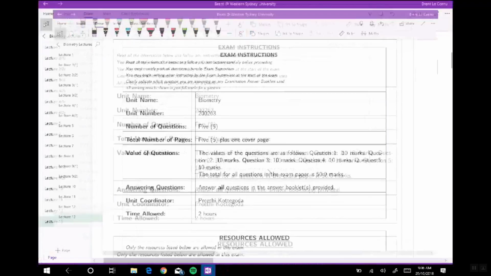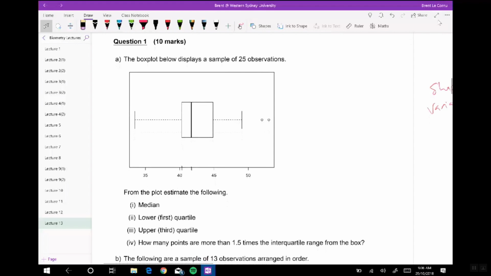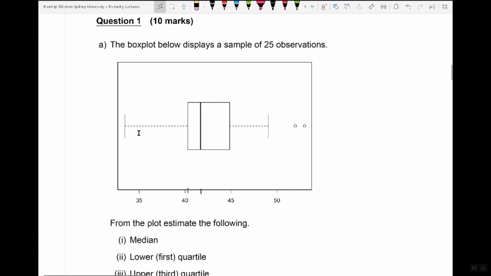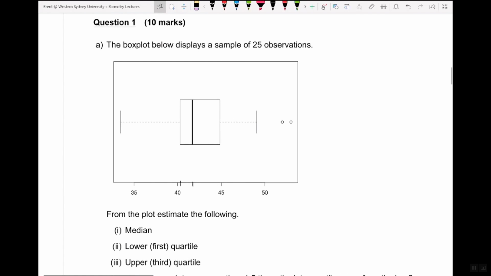Let's get started. The structure will be very similar to this paper that I'm going to go through, in the sense that it'll be roughly in the order of the topics as we've done them throughout the semester. So the first question in the paper is very basic stuff: means, medians, quartiles, box plots, all that kind of very simple statistics that we discussed before we ever got into hypothesis testing. So there are some easy marks to get here as long as you are paying attention. They give you a box plot.